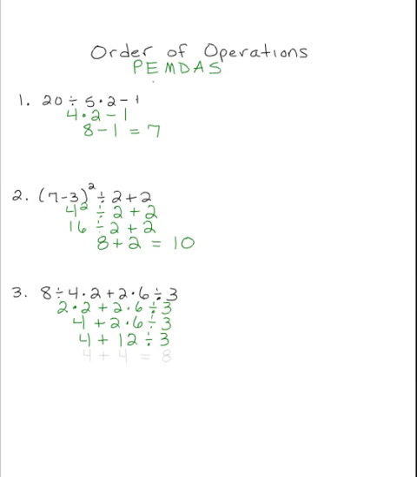Again, division is still in the problem, so we have to do that before we can do the addition. And again, I've been doing everything from left to right. So now I have 4 plus 12 divided by 3, and that would be 4. Then we're going to take 4 plus 4, and we get 8. And now you are done.